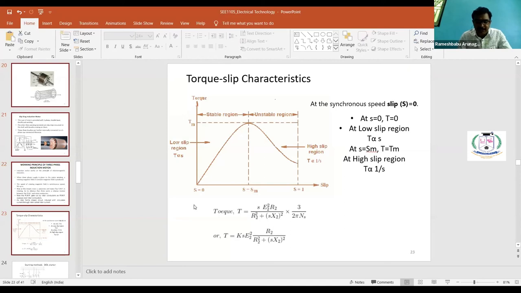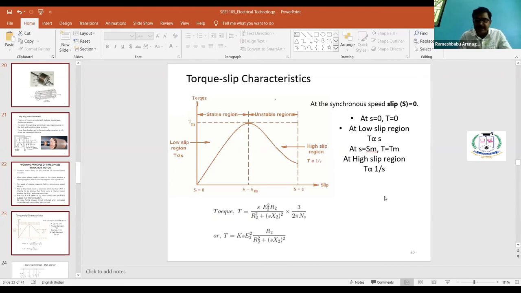Low slip region. I have already shown this region in the diagram. It's a stable region of operation, the low slip region. In this low slip region, the slip value is very, very low. If you substitute a low value of the slip s, and x2 is a very, very small value, you can neglect it. When you simplify the torque equation, I get torque is proportional to s in the low slip region. When torque is proportional to s, I get the linear region of operation, or stable region of operation, till s is equal to sm.